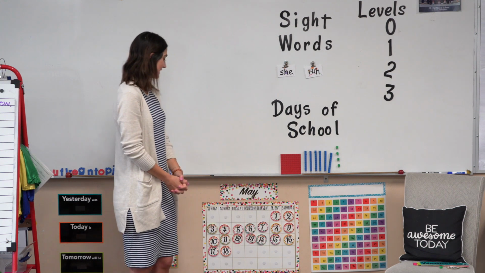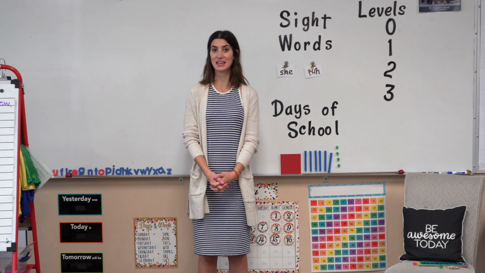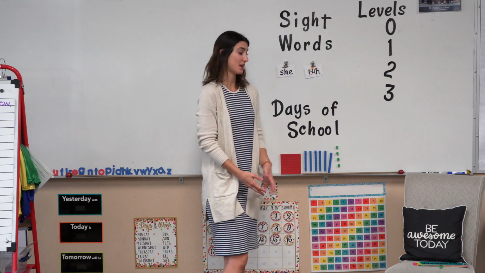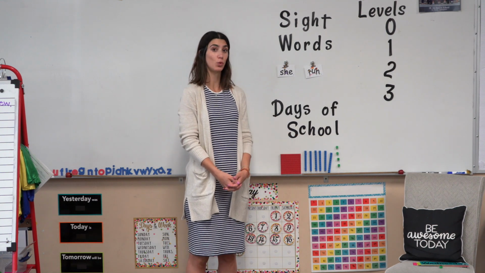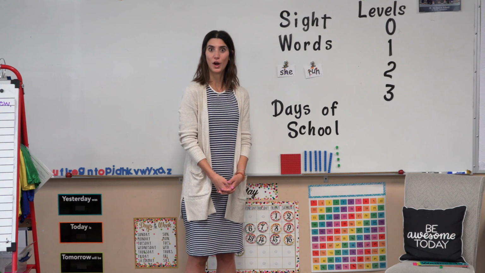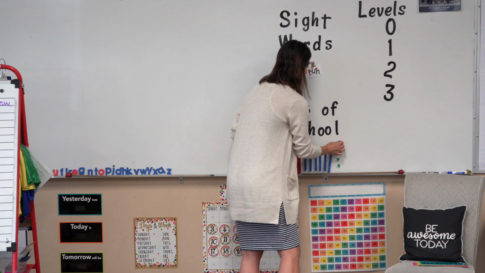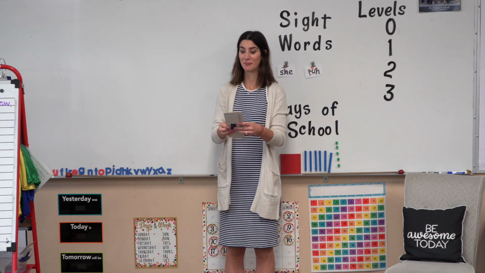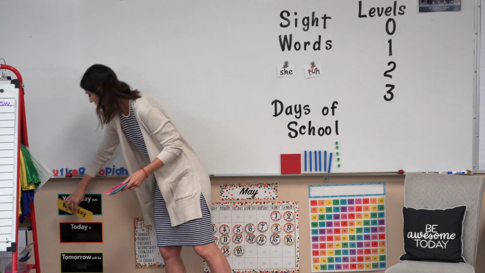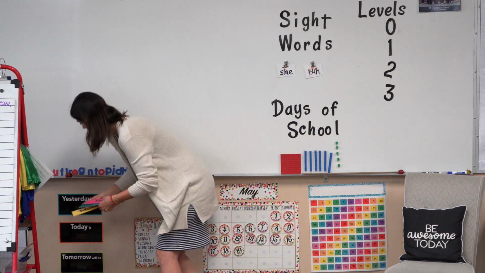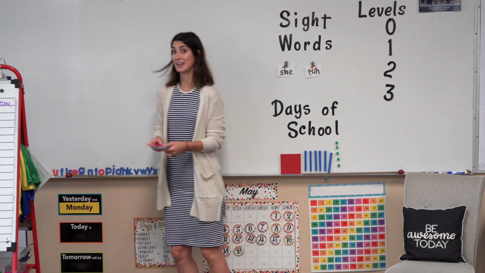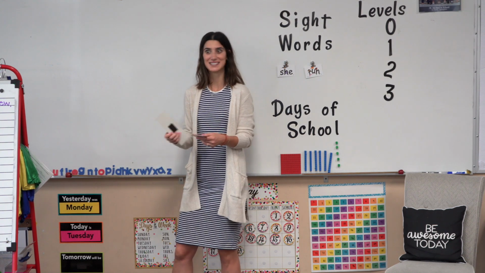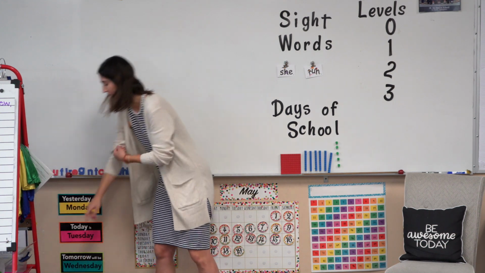Let's look at our calendar. Yesterday was May 18th, which means today is May 19th. Yesterday was our 164th day of school, which means today is our 165th day of school. What day of the week was it yesterday? Yesterday was Monday. If yesterday was Monday, today is Tuesday. And if today is Tuesday, tomorrow will be Wednesday. Awesome job. All right, let's look at our morning message.